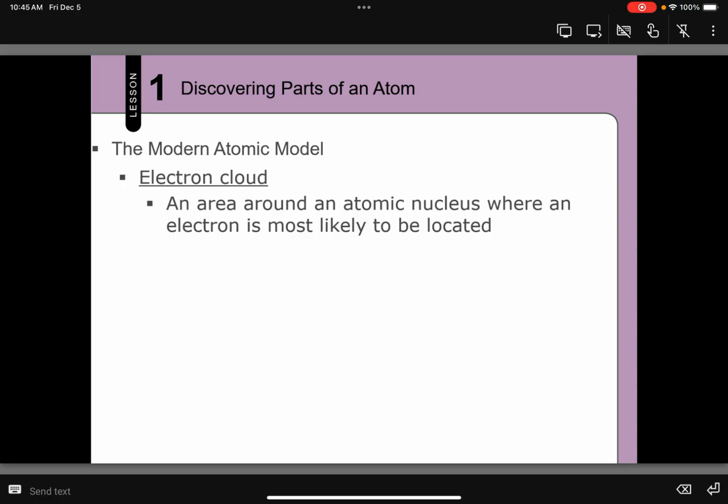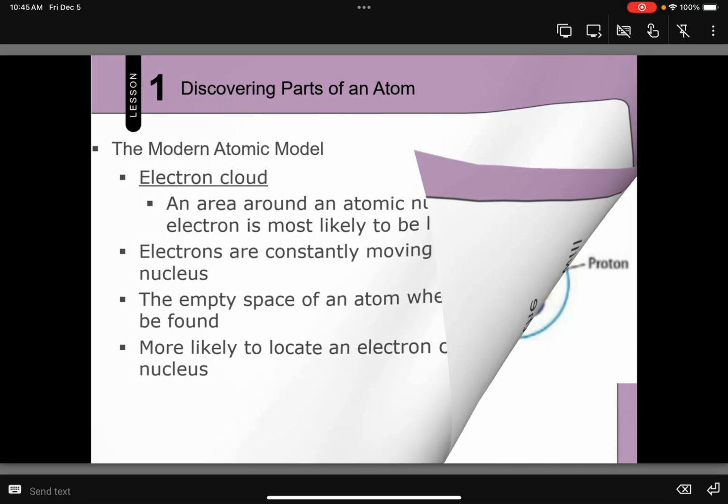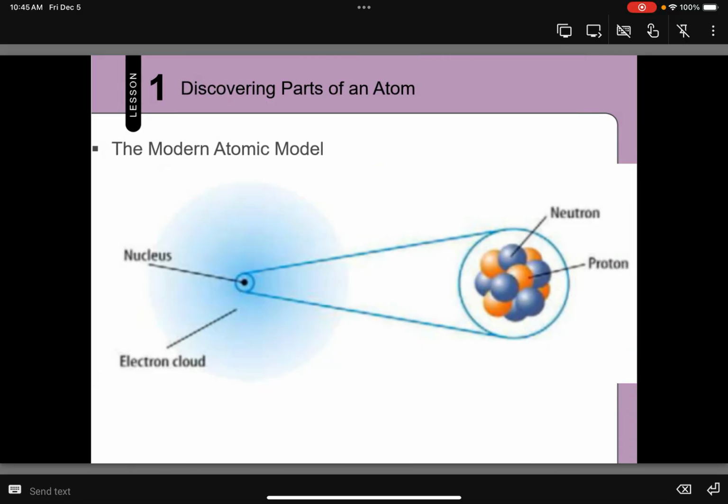Think of it in a three-dimensional form. Those electrons can move around in that energy level, but they can go wherever they want in that energy level. They're not confined to a specific track that they have to follow. They're constantly moving around the nucleus, and that empty space of the atom is where the electrons are going to be found. You're more likely to locate an electron closer to the nucleus, just because the space is much smaller. So this is what our current model looks like.